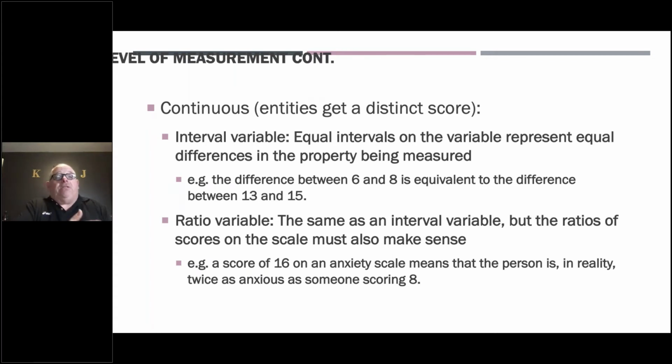A ratio is the same as the interval variable, but ratio scores on the scale must also make sense. So a score of 16 on an anxiety scale means the person is, in reality, twice as anxious as somebody scoring an 8. You get a 50 on the test, the other person gets 100. Okay, we would look at it as a ratio. The person that got 100 was twice as good. Was he once or twice as good as the person who got 50%?